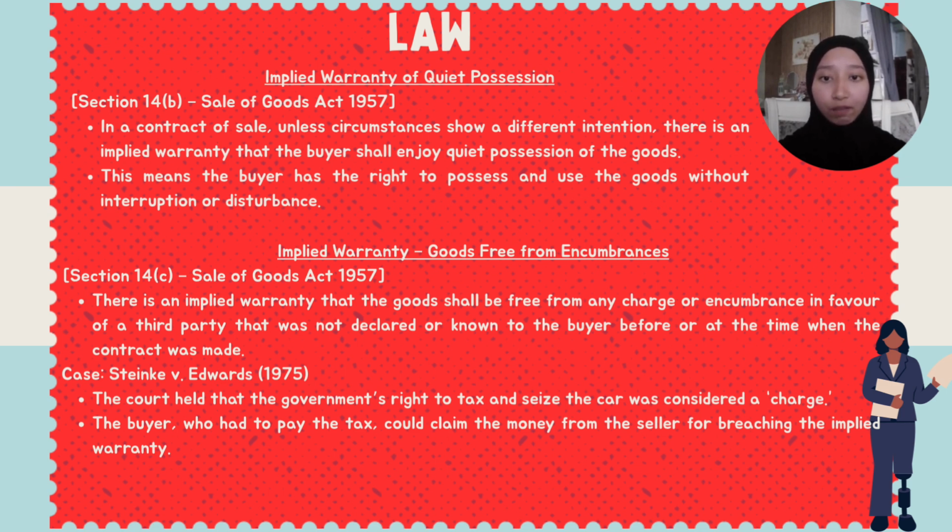In the case of Stank versus Edwards 1975, the court held that the government's right to tax and seize the charge. Since the buyer was unaware of this at the time of purchase and had to pay the tax, he was allowed to claim the money back from the seller for breaching the implied warranty.